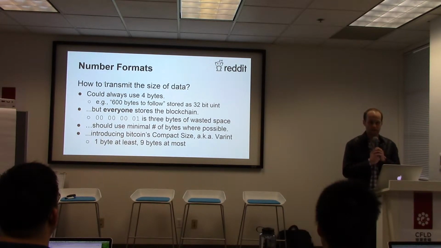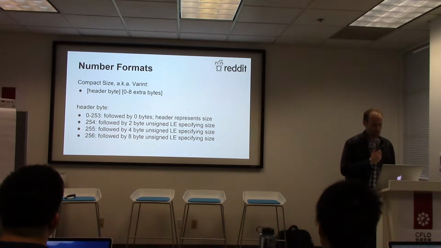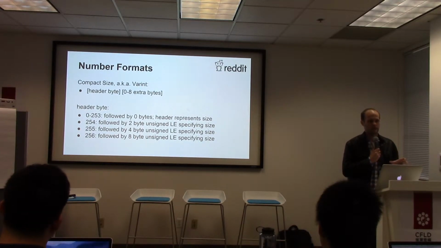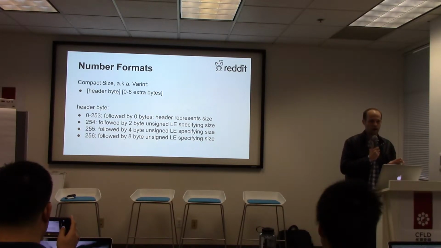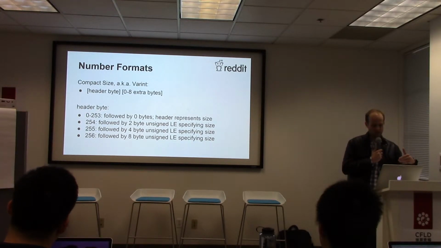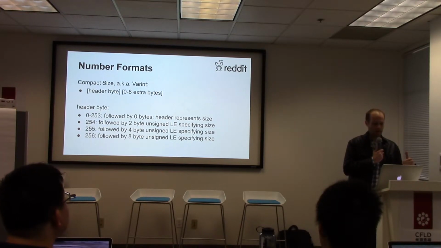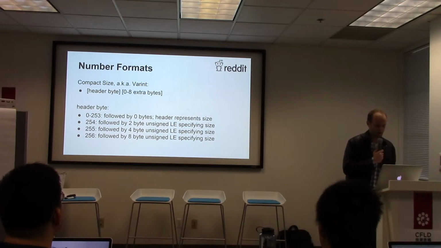I call it varint because it's simpler. And I'll explain how this works. So it's at least 1 byte and it's up to 9 bytes long. The way this works is there's a header byte that can either represent the size, so like 250, for instance, can fit in just 1 byte. But if you go over 253, like 254, then what that means is, okay, I'm going to follow it with 2 bytes that represent a little endian unsigned value. And if the header byte is 255, then it's followed by 4 bytes, and if the header byte is 256, then it's followed by 8 bytes.